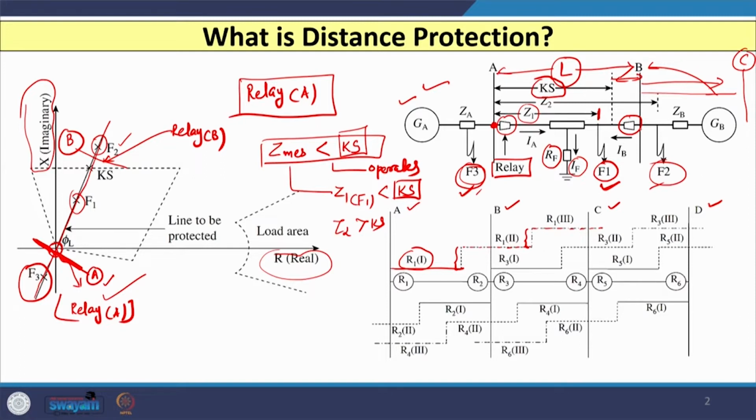Similarly, if a relay is located, let us say, at substation C here, and we call that relay R4, then this R4 has the first zone, that is 80% of this line length, that is R41. Again you have a time delay and then the second zone R42, and again a time delay and then the third zone R43. So, this is how the 3 step distance characteristic of the distance relay looks like.